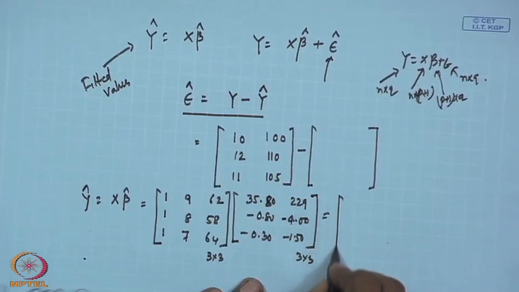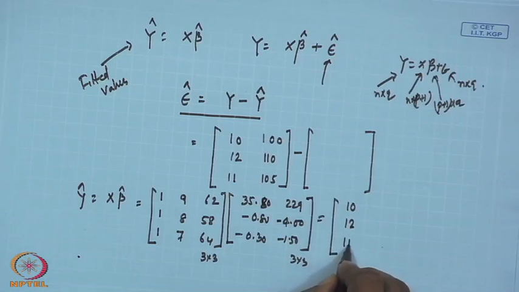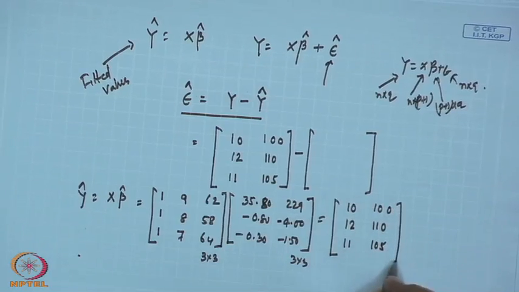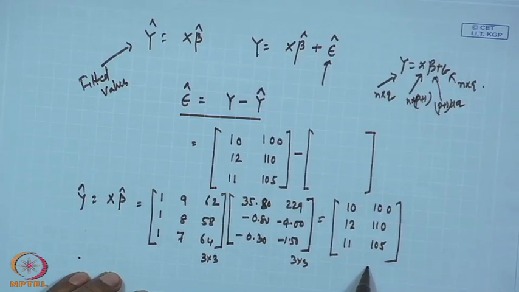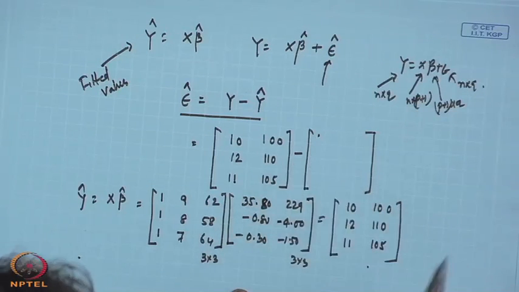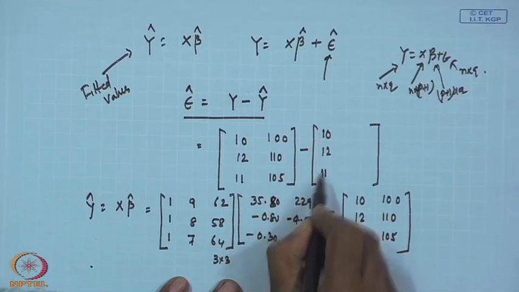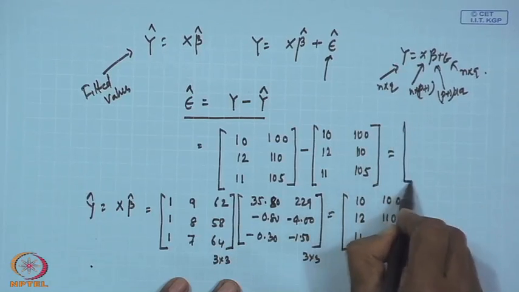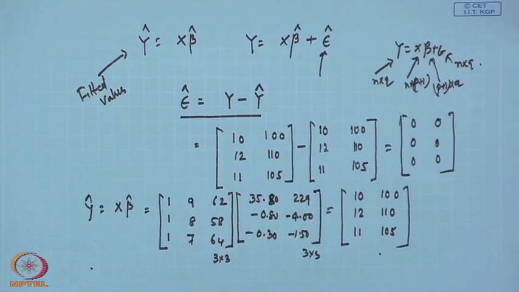So, ultimately if you write down this one, what you will find out surprisingly is that this will be 10, this will be 12, this will be 11, this will be 100, 110, 105. So, you are getting exactly the same value of y. If I subtract, then 10, 12, 11, 100, 110, 105, what you are getting is 0, 0, 0, 0, 0, 0. Why is this happening?